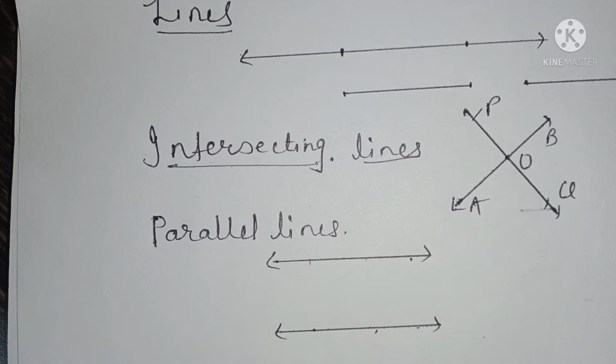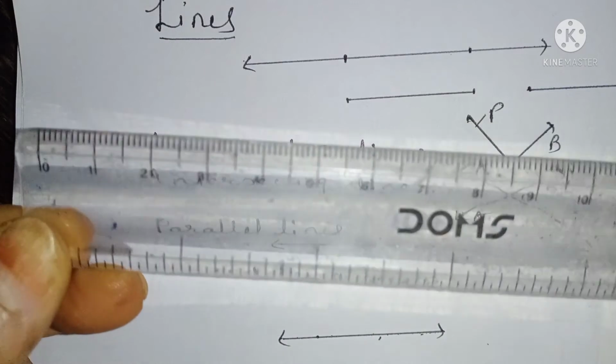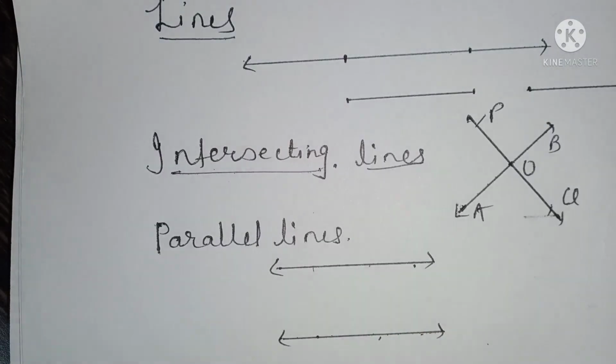Examples of parallel lines are like your mobile edge. You can imagine आपकी मोबाइल का upper edge और lower edge देखिए. This is also a parallel line. Window, upper edge and lower edge of window. Even this scale, this edge and this edge is also a parallel line.